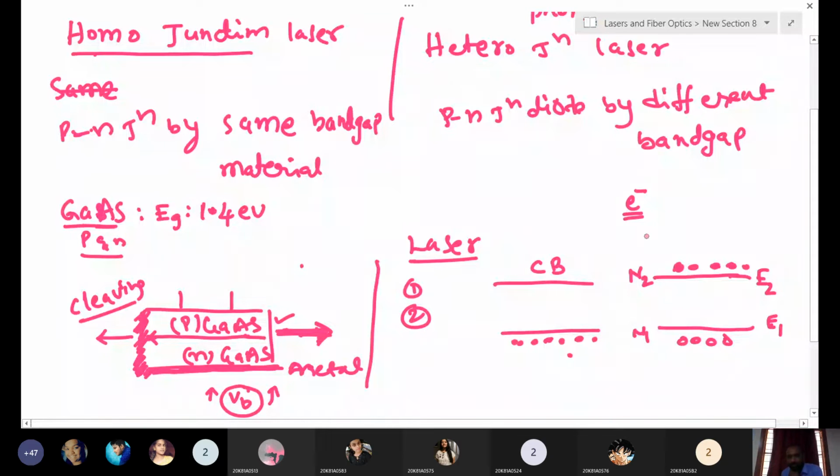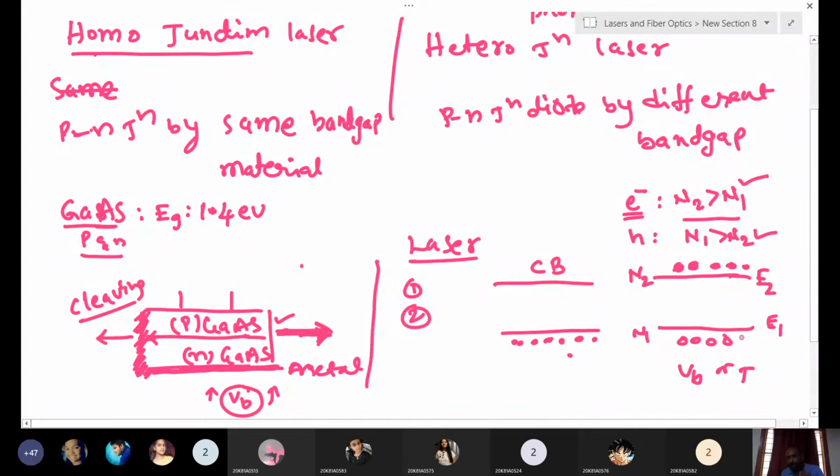Once you give some biasing voltage or some temperature, we have achieved the number of electrons in the higher energy state greater than in the lower energy state, right? So N2 greater than N1. That means we have achieved population inversion. The number of electrons is higher in the conduction band compared to the valence band. In case you take holes, the number of holes in the lower energy state is greater than in the higher energy state. Corresponding to electrons, this is the population inversion. Corresponding to holes, this is the population inversion.